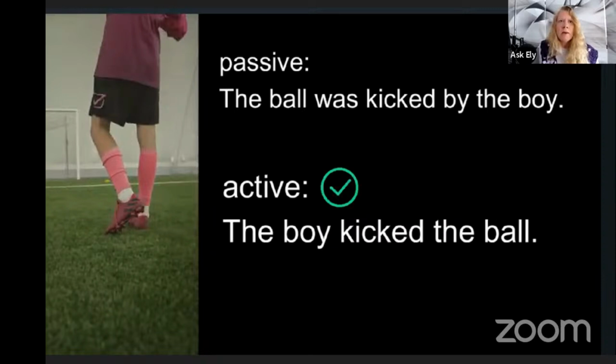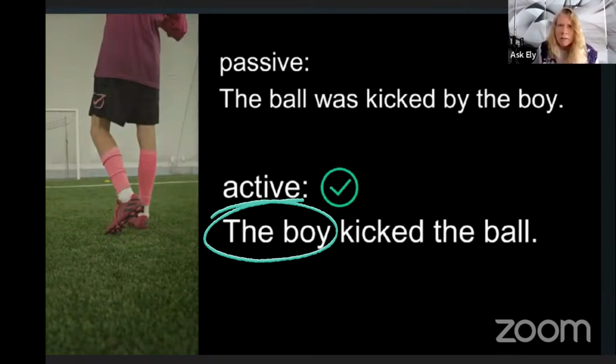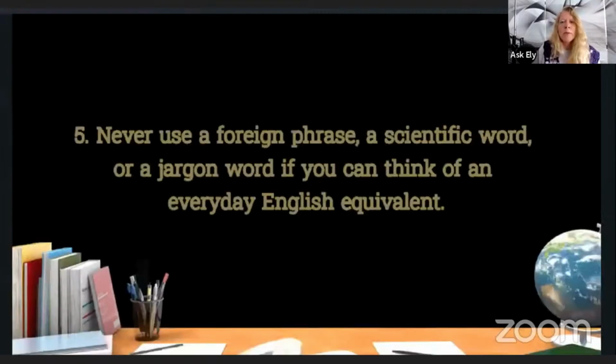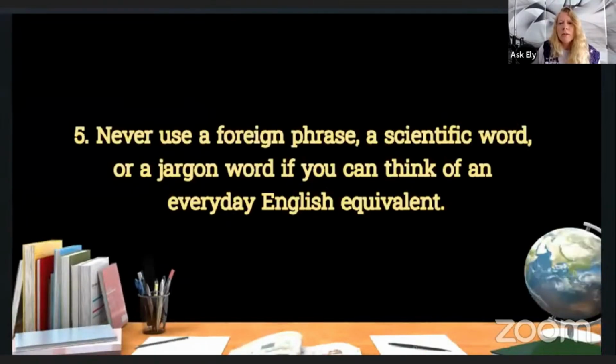And Orwell says that using the passive is unnecessarily complicated, and it doesn't convey what actually happened, right? So, for example, in this example, the focus should be on the boy, not the ball. So, therefore, the emphasis should be on the subject. The boy kicked the ball. That's where the focus is. So when you're writing, use active.